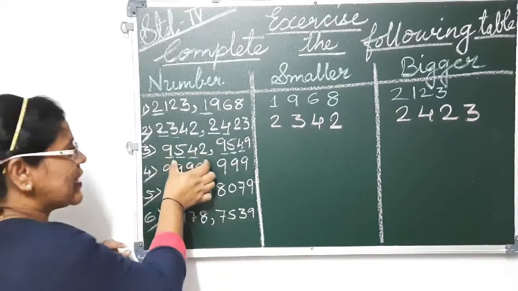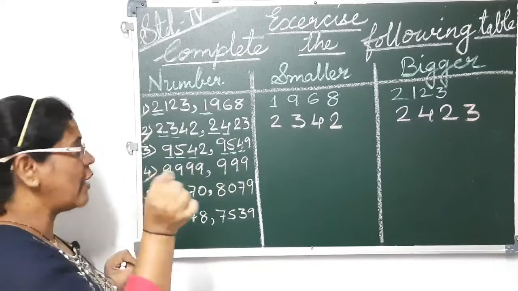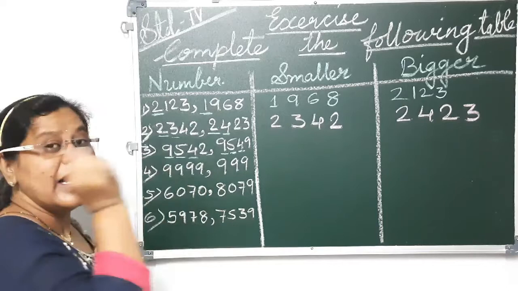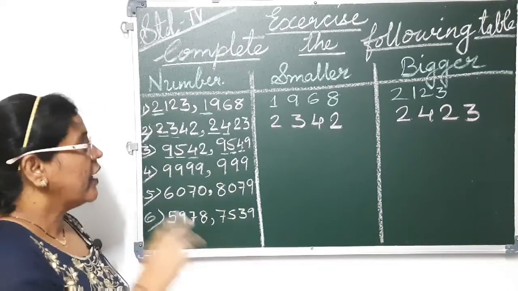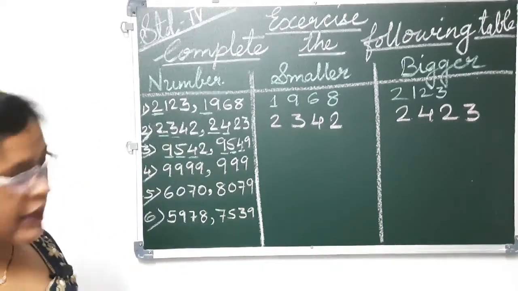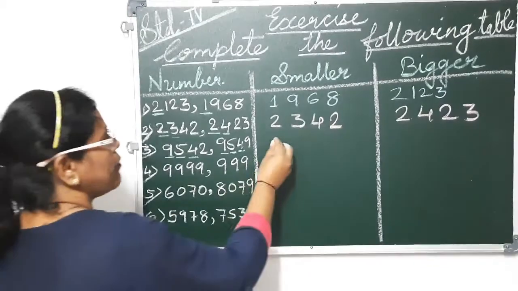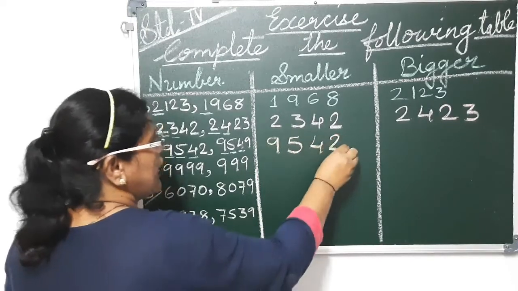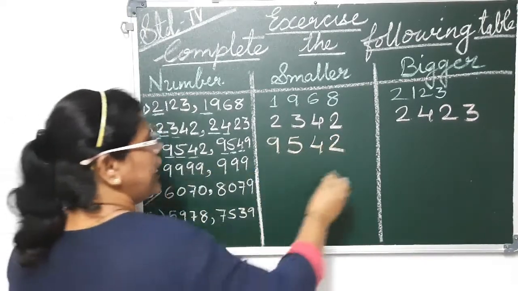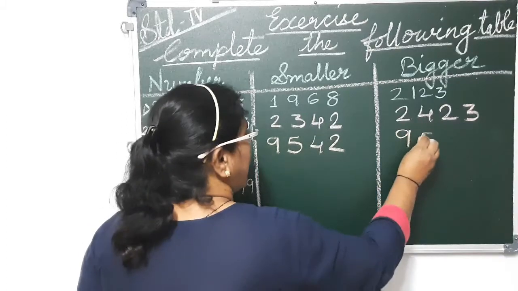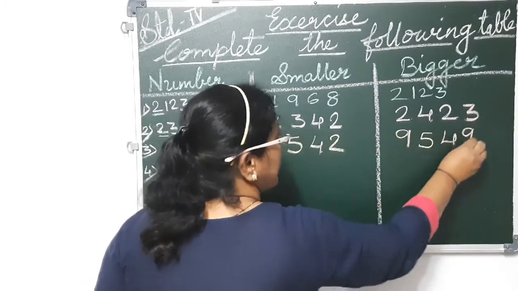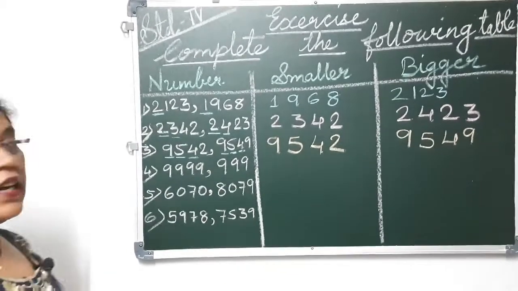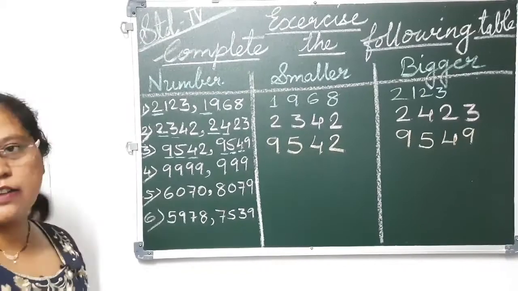So what you have to do? This number, 9542, is a smaller number than 9549. Got it, my dear students? Yes. Okay. So 9542 is the smaller number and 9549 is the greater number. Is that clear, my dear students? Now see the fourth sum, my dear students.